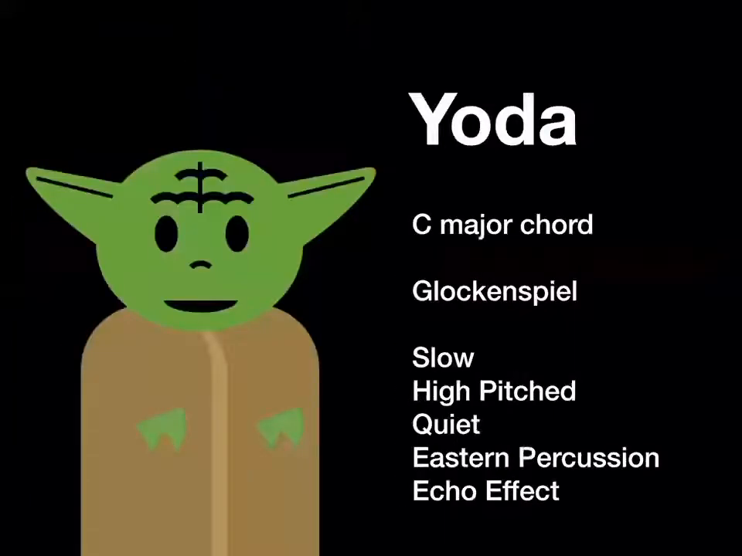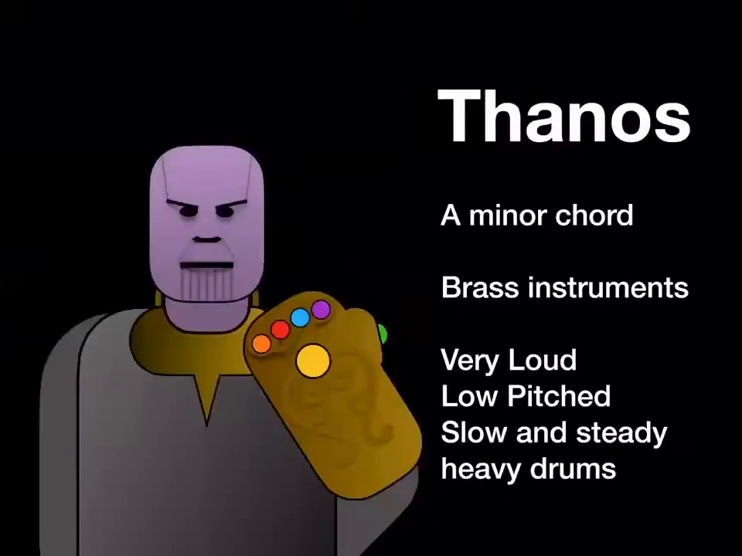Those were my ideas for Yoda. Use the glockenspiel: slow, high pitched, quiet. I used some Eastern percussion because of the allusions with the Jedi in Star Wars, like Buddhist monks and samurai warriors. And I used an echo effect to make it a bit spacier sounding, for want of a better word. And with Thanos, brass, very loud, low pitched, slow and steady, and then these big, heavy drums create a sound of an army and the idea of the power.